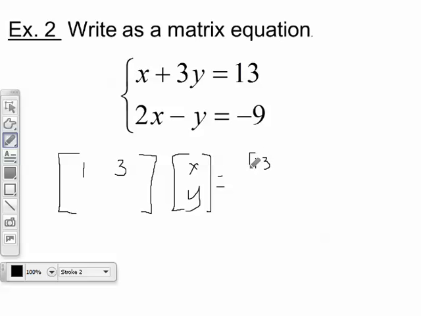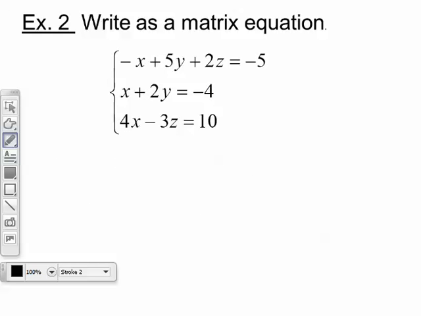Notice I'm putting these brackets around it. That's what's indicating that it is a matrix. Okay? And then over here for the second equation, it was a 2 and a minus 1. They're being multiplied times x and y, and we're getting a negative 9. Okay? So let's go forward just a little bit here.